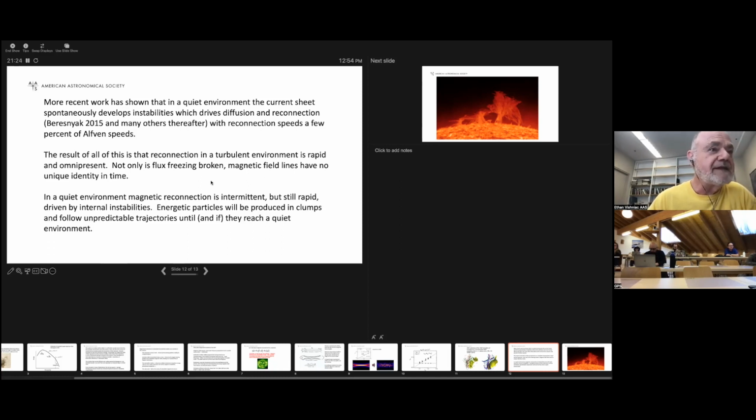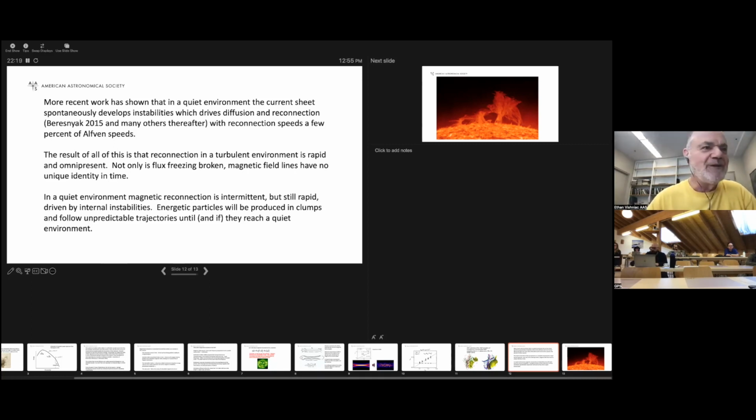Not only is the magnetic flux freezing broken by the presence of these reconnection events, but in general, and this is also something you can see in the turbulence database at Hopkins, the magnetic field lines have no unique identity in time. That is to say, you can take a fluid element, you can draw the magnetic field lines through it, you can extend them out to the ends of the box. You can do that throughout the box. You get this nice map of magnetic field lines. You can step forward in time and do the same procedure, and you will get a different set of magnetic field lines because there have been so many reconnection events everywhere that it is not physically meaningful to speak of a magnetic field line.